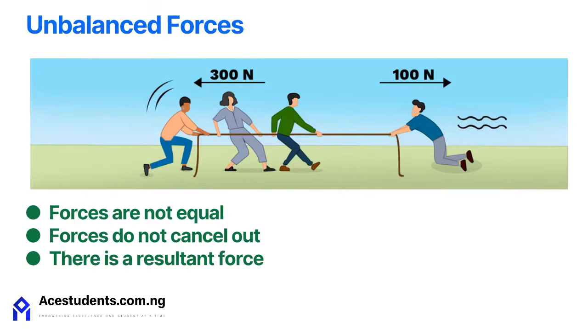Unbalanced forces occur when forces are not equal in size. This means there is a resultant force acting on the object. A resultant force causes a change in motion. This is the key difference from balanced forces.